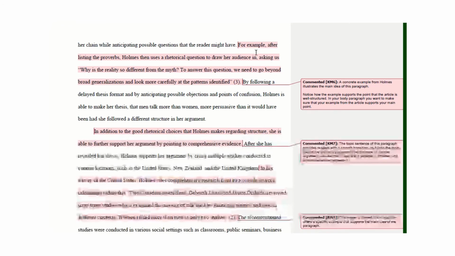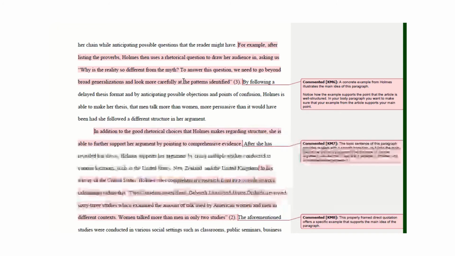So you might set up a quotation like this. For example, after listing the proverbs, Holmes then uses a rhetorical question to draw her audience in, asking us, why is reality so different from the myth? To answer this question, we need to go beyond broad generalizations and look more carefully at the patterns identified.